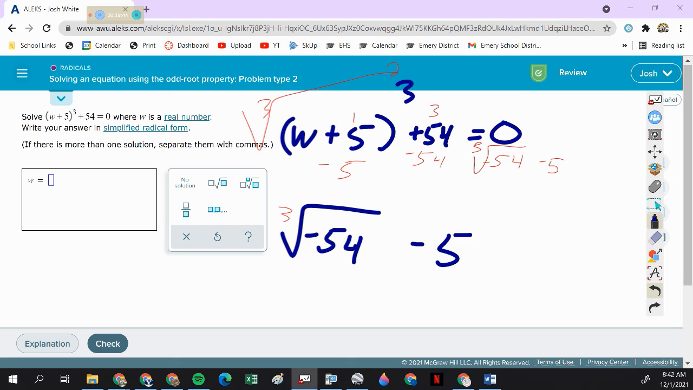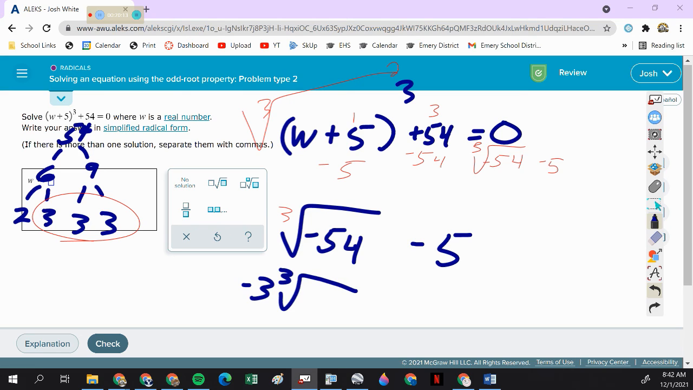What is 54 made up of? 6 and 9, 2 and 3, 3 and 3. Can I bring anything out? One set of 3's, and the negative, right? So we get negative 3 times the third root. What was left over? 2. Subtract 5. So w is equal to negative 3 times the third root of 2 minus 5.